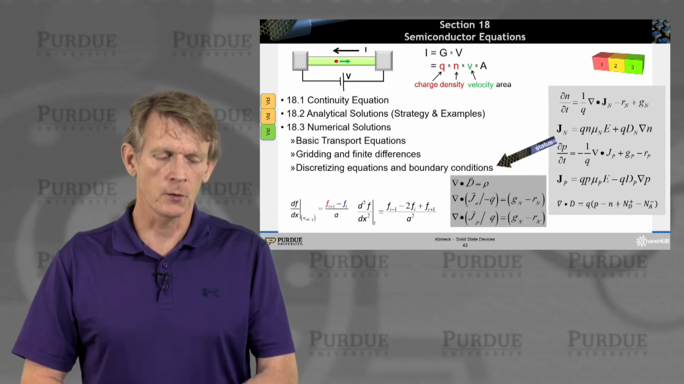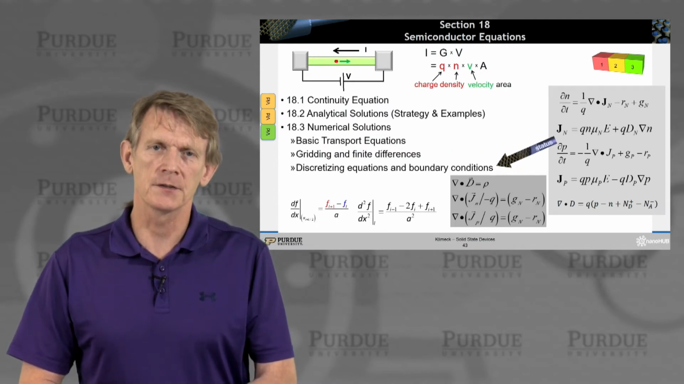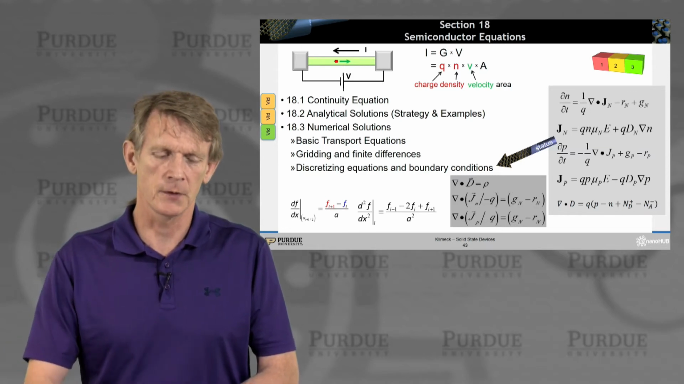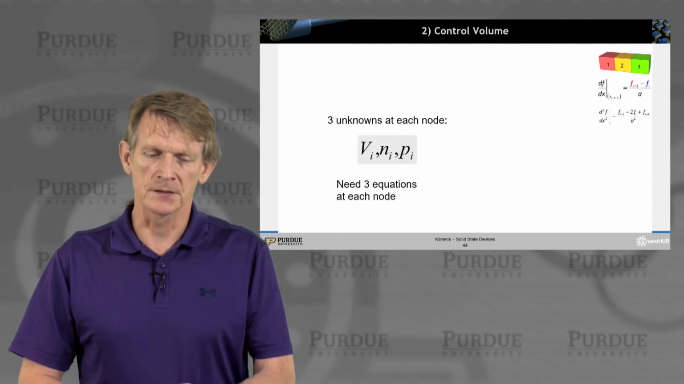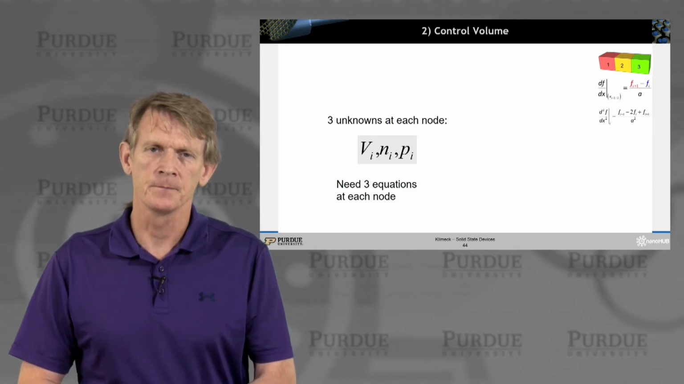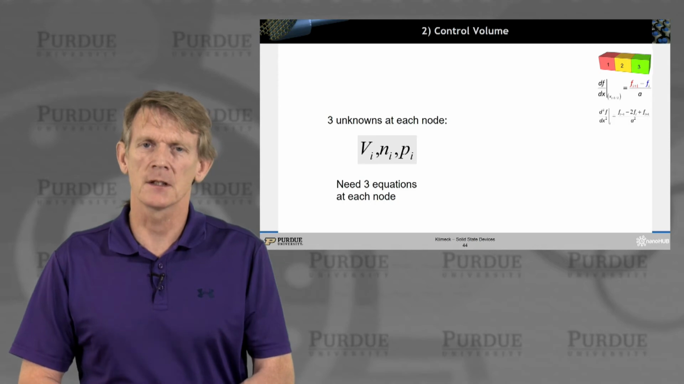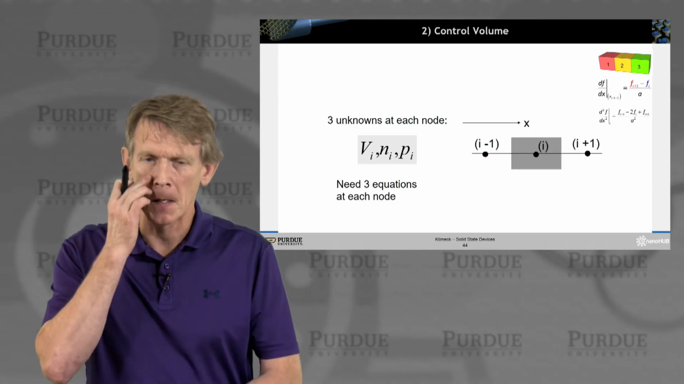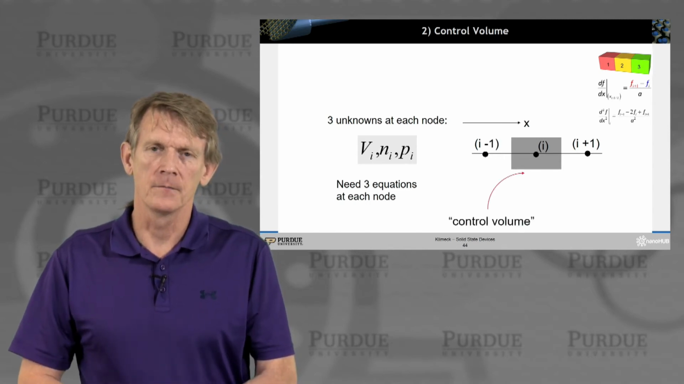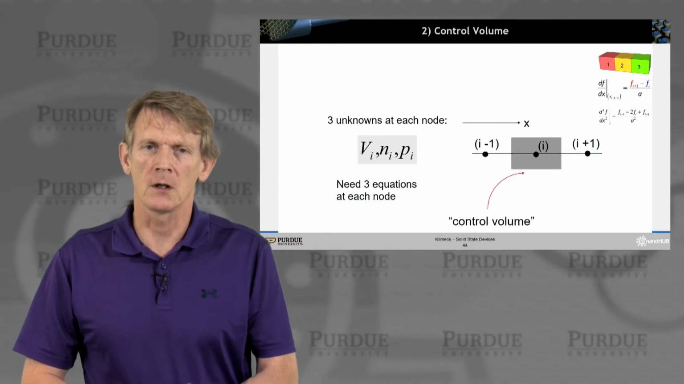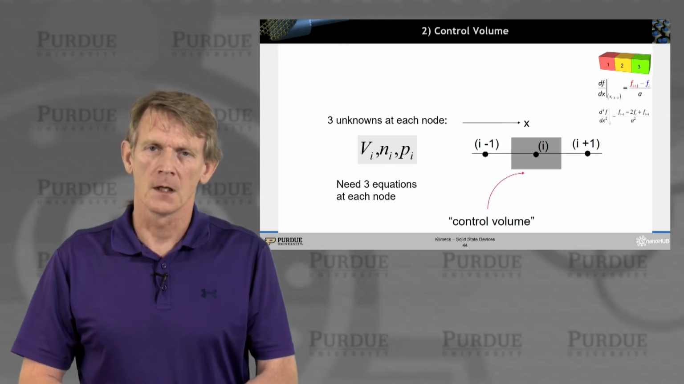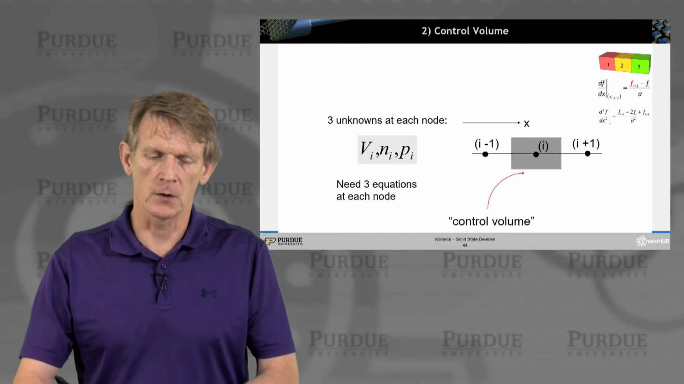And we now step forward to look at how these equations, the semiconductor equations, are discretized and what the boundary conditions in these systems might be. All right, so we have these three unknowns: potential, electron density, and hole density. And we need three equations at each of these nodes. And we discretize these properties in what we would call a control volume. So this volume contains this node in a one-dimensional representation in this form.